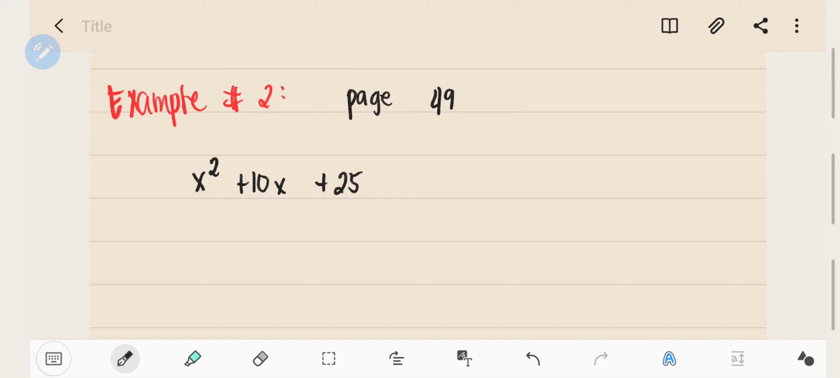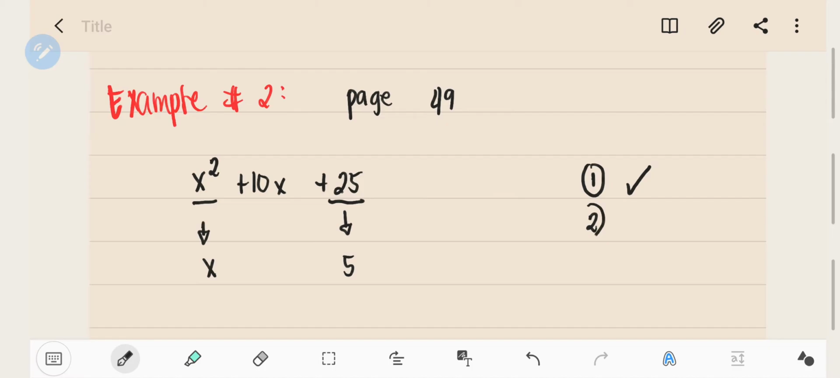The first question was, are the first and the third terms perfect square? Okay, so tingnan natin. Perfect square ba ang x squared? Yes, kasi ang kanyang square root ay x. And then, perfect square ba ang 25? Yes, kasi ang kanyang square root ay 5. So, nasatisfy niya yung question number 1.